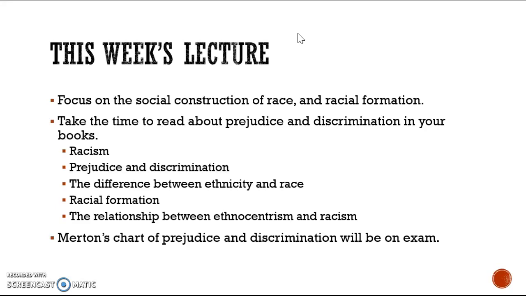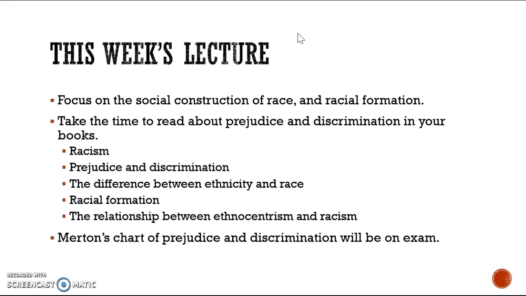So in today's lecture, we will be focusing on the social construction of race and racial formation, and it will be up to you to do a careful reading of the section in your textbook on prejudice and discrimination. So on the final exam, we will be covering the following topics for this section: racism, prejudice and discrimination, the difference between ethnicity and race, racial formation, and the relationship between ethnocentrism and racism. So this is in addition to what I will be focusing on in the lecture today.